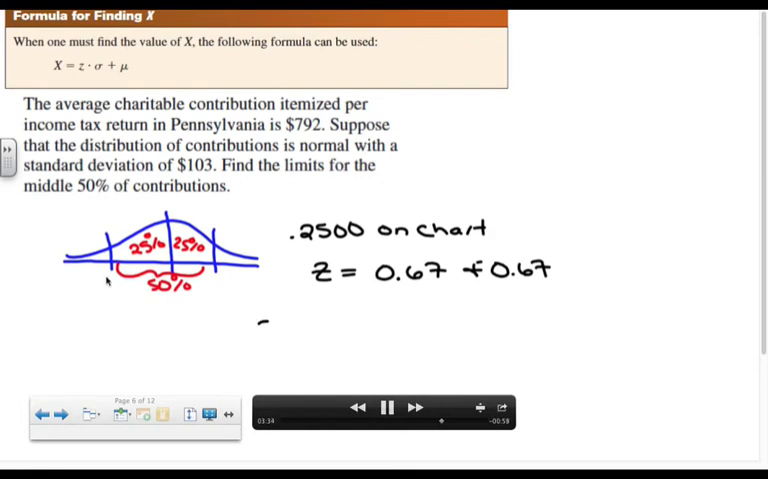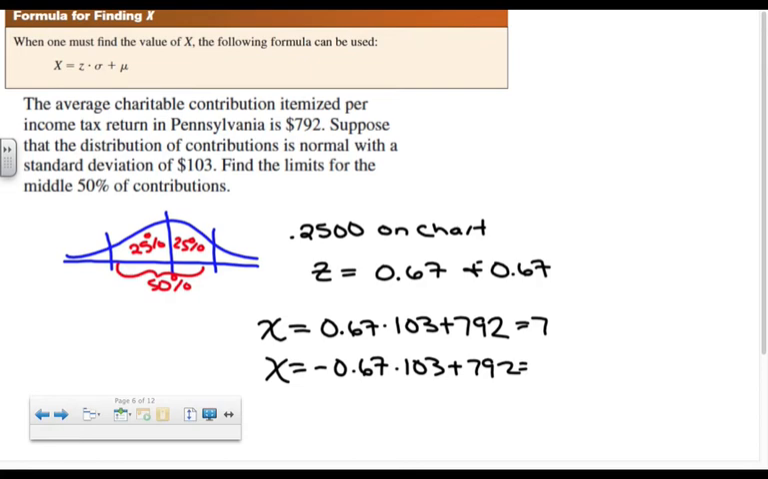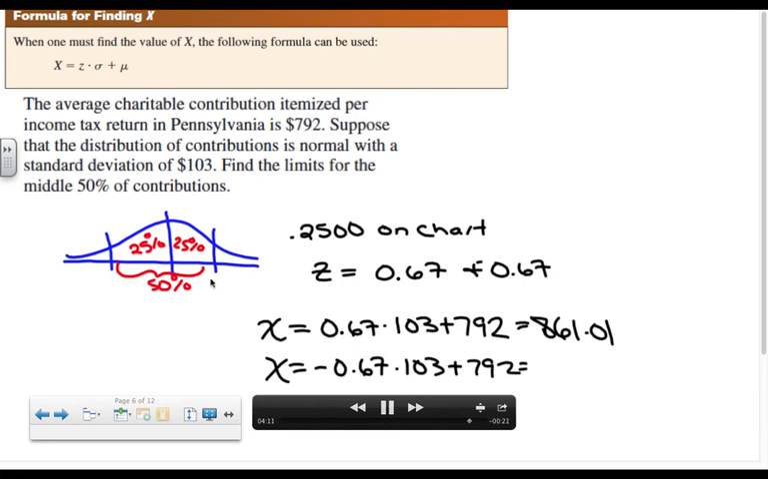and the lower limit would be negative 0.67. So to find my value, I go 0.67 times the standard deviation, which is right here, 103, plus the mean, which is 792. I'm going to do both of them before I calculate, sorry. So then I do the negative value as well, negative 0.67 times 103 plus 792. I calculate them both, and I get 861 for my upper limit, that's going to be the top here, and 722.99.